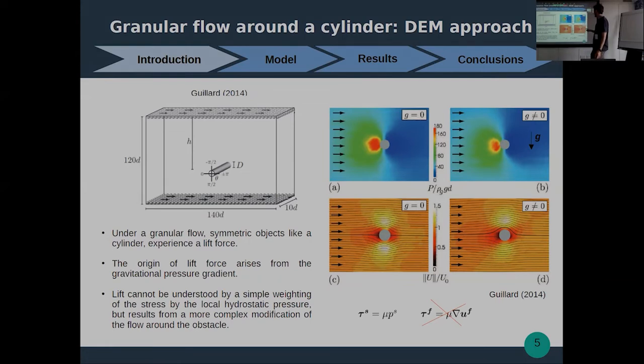This non-symmetrical behavior is also observed in the velocity field. So maybe you cannot see it from the back, but here when there's gravity, what they observe is that the velocities are much higher above the object rather than below. And what Eduard claimed is that the origin of the lift force on a cylinder or symmetrical object comes from the gravitational pressure gradient, and the frictional rheology has a very important role distorting the flow pattern. When I'm talking about frictional rheology, what I mean is that the stresses are proportional to the pressure, unlike fluid mechanics, where we usually assume that the stresses are proportional to the velocity gradient.